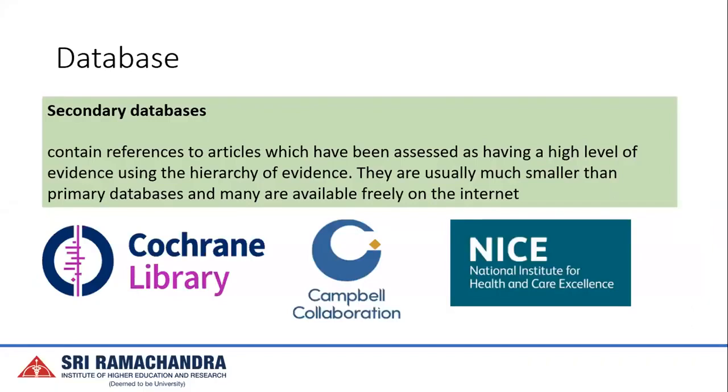Then there are secondary databases. These databases appraise the primary evidence and accumulate it, like systematic reviews and meta-analyses. The Cochrane Library is a secondary database. Campbell Collaboration is also a secondary database. And then we have NICE, the National Institute for Health and Care Excellence, with NICE guidelines. This is also a secondary database. So in primary databases we have discipline-specific ones and wider multidisciplinary ones, and then secondary databases: Cochrane, Campbell Collaboration, NICE. So this is about the databases where you will search.